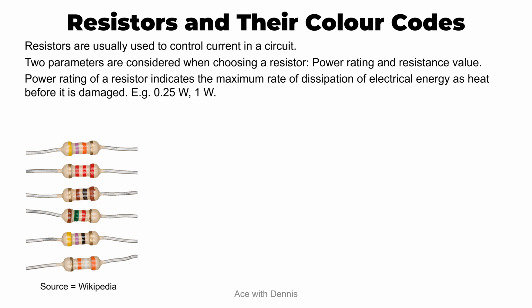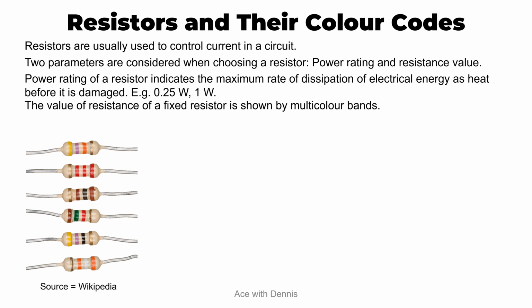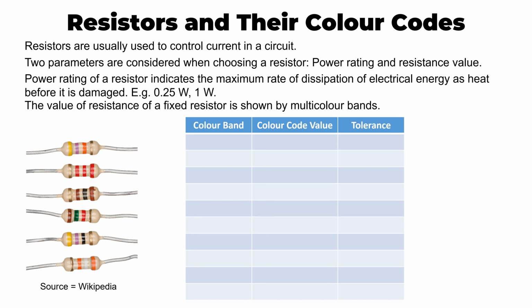As you can see, this picture shows the physical look of fixed resistors. Each fixed resistor has 4 color bands. The value of resistance of a fixed resistor is shown by multicolor bands. And this table summarizes the color bands, the color code value, and the tolerance.